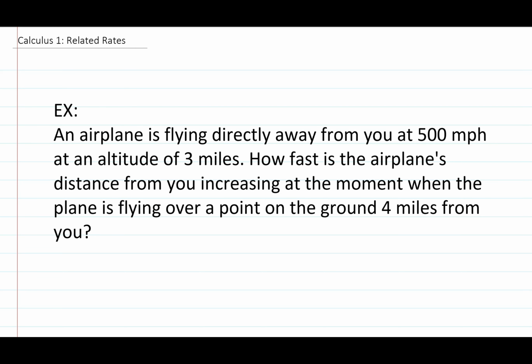So our first example says an airplane is flying directly away from you at 500 miles per hour at an altitude of 3 miles. We want to know how fast the airplane's distance from you is increasing at the moment when the plane is flying over a point on the ground 4 miles from you. So our first step, if they don't give us a picture, is to draw a quick sketch or diagram.